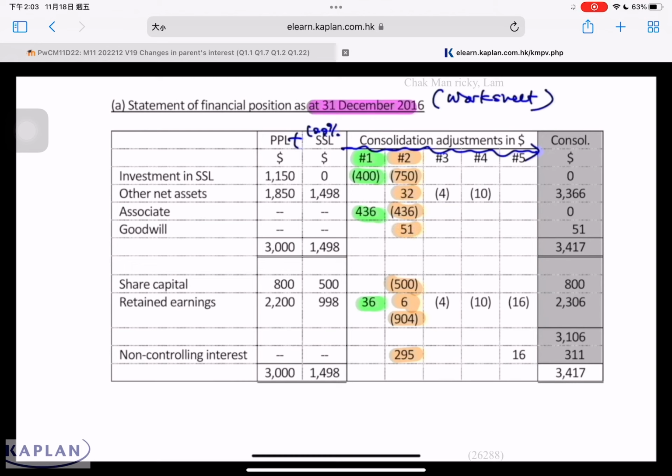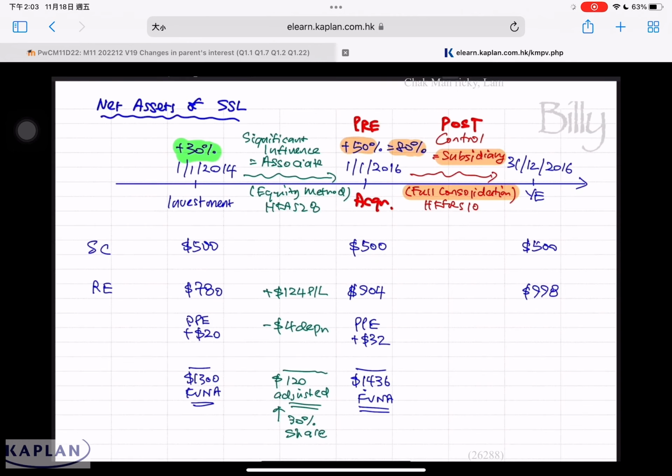This entry is a very important entry. It's for us to calculate the pre-acquisition. After that is the post. This one is the pre. We have to calculate the post. We need to know what's the post profit for this year. Take 904 minus 998 is equal to 94. When the retained earnings increased by 94, we assume this is the profit for the year. This profit for the year will be 100% consolidated because it's a subsidiary, then we let NCI share.